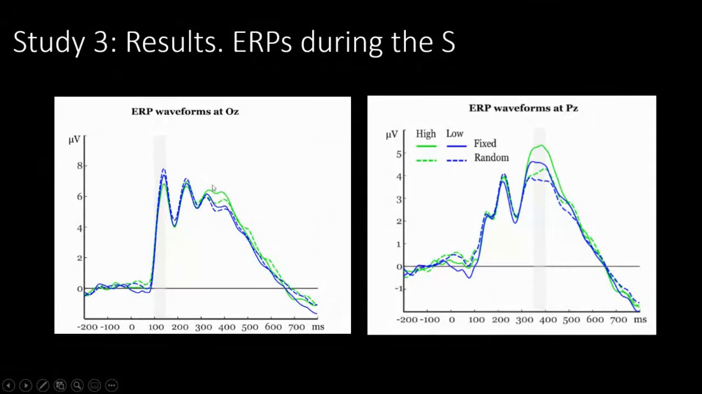So these are the waveforms, and you can see here the P1 effect. Well, it's not super clear, but the random conditions have a larger P1 than the fixed ones. And you can see here the value effect at P3. You see the high value stimulus has more P3 than the low value stimulus.